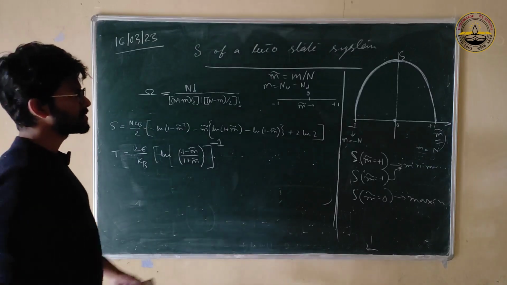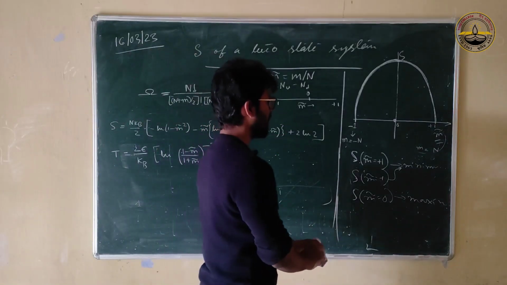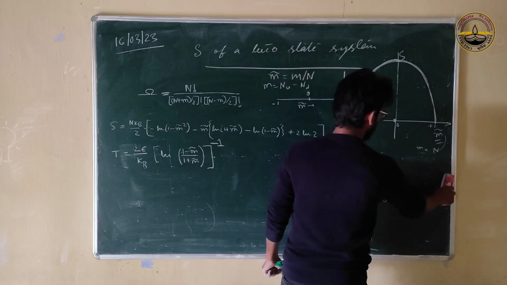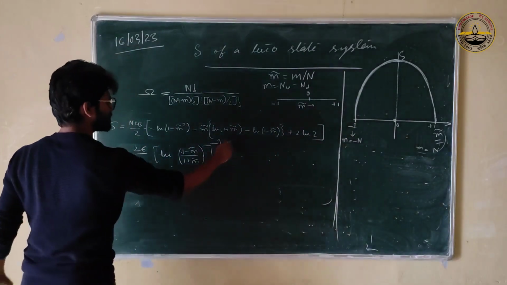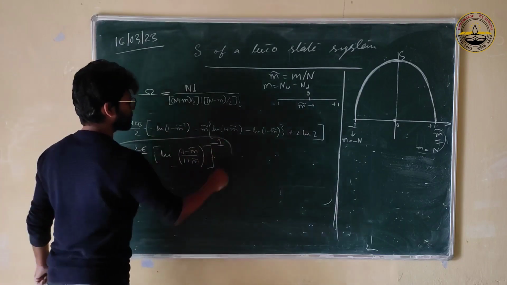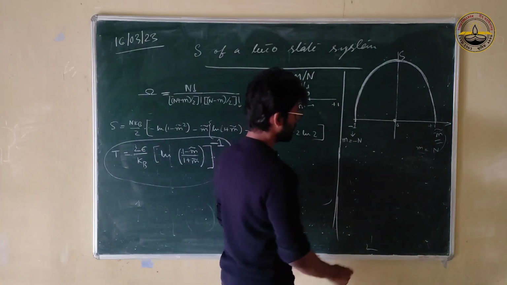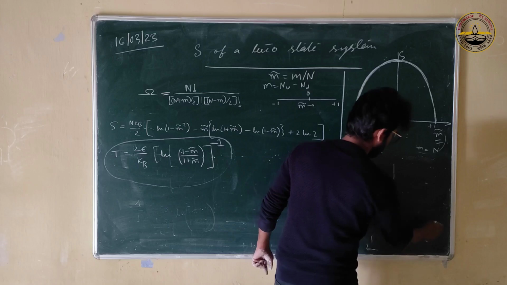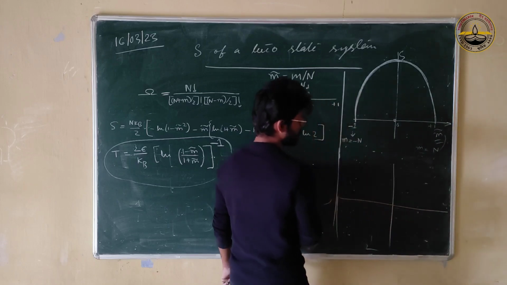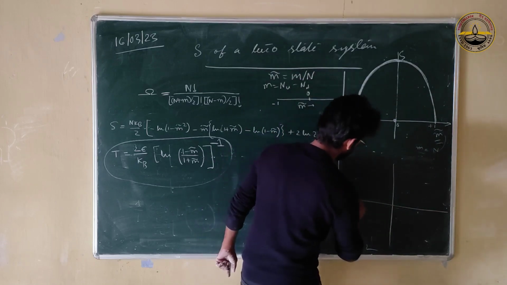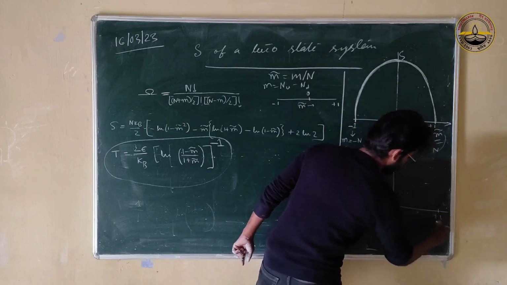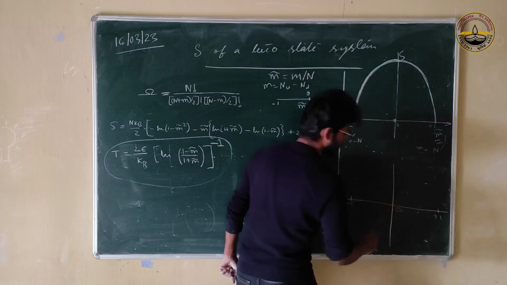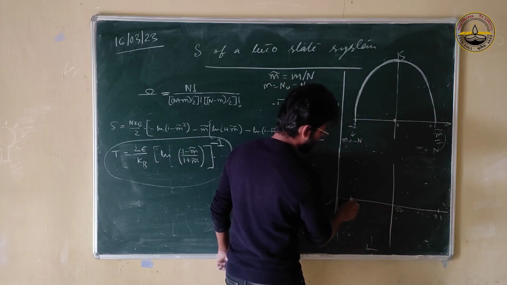Okay? So this is our entropy. How does the temperature look? The temperature that we have derived from the entropy is this function. Turns out the temperature looks like this. So similarly, for -1, for +1, m tilde axis, it looks like this.